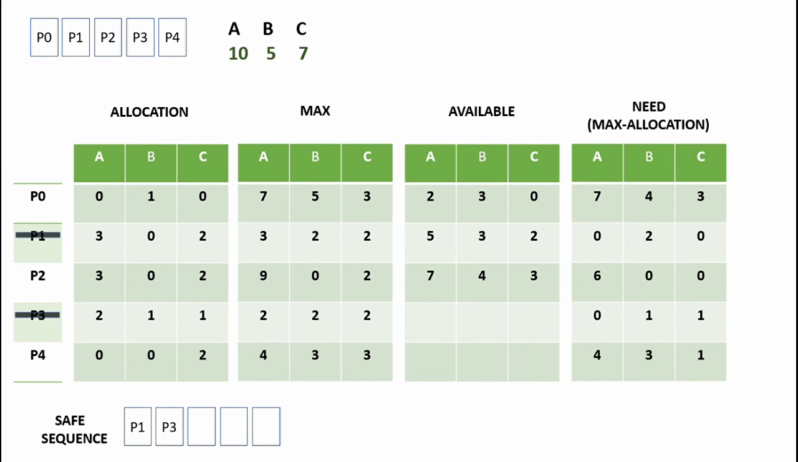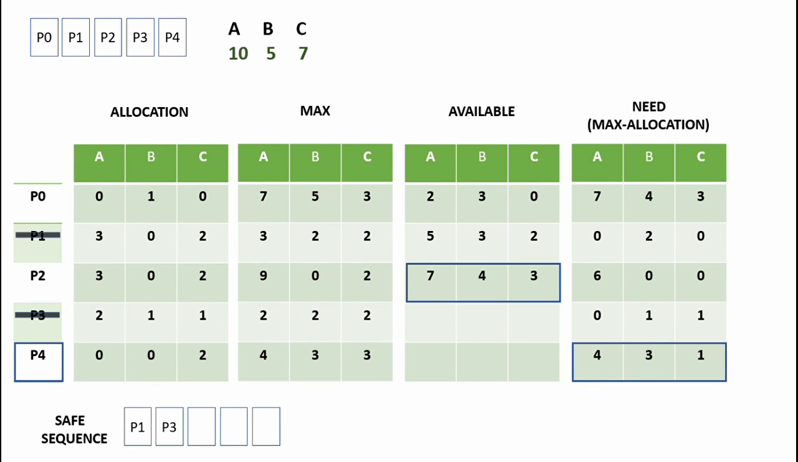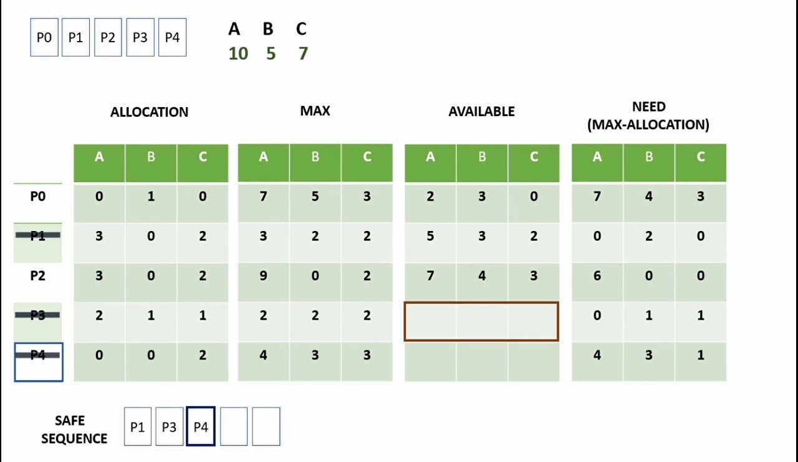Now we will check for process P4. We need 431 resources and the available are 743. So in this case also our need is less than available, so we can execute process P4 also, and our new available will be the previous available plus allocation.